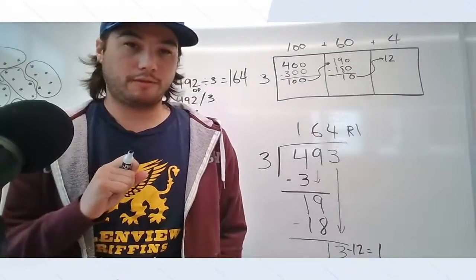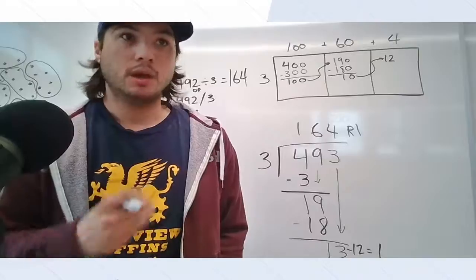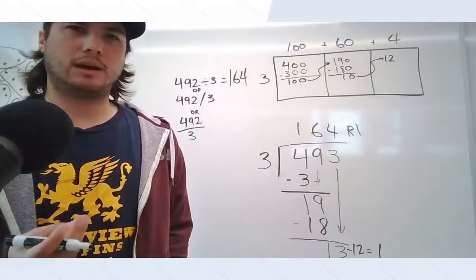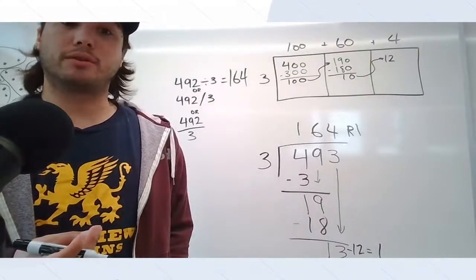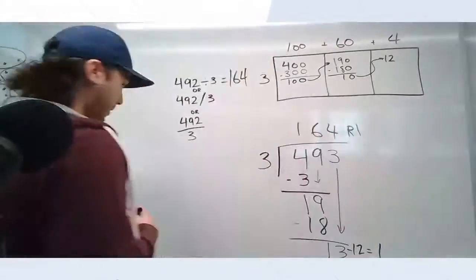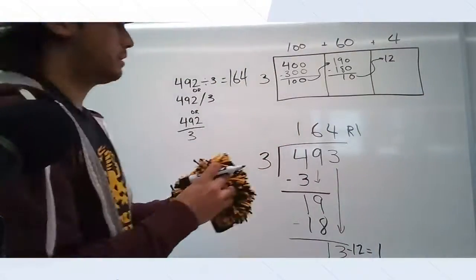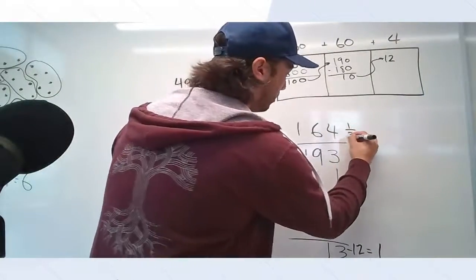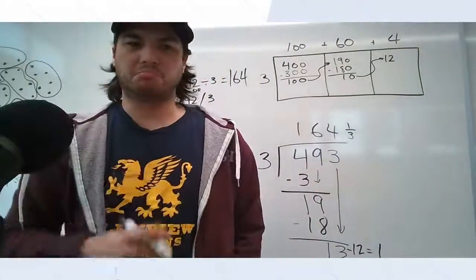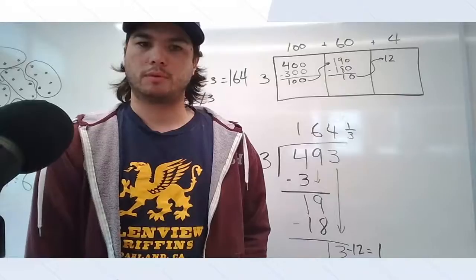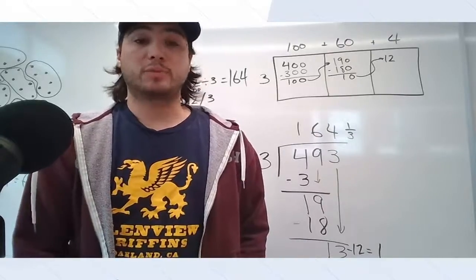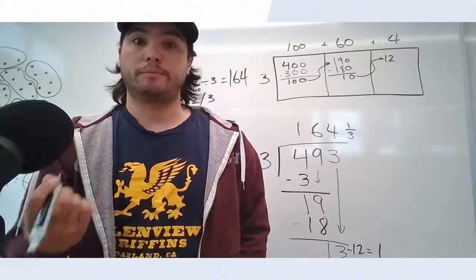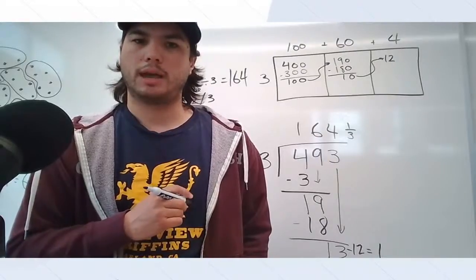Or if you were feeling a little ready for fractions, you could think about, okay, if I have 1 and I break it into 3 pieces, how much is each piece? It's a third. So we can say 164 remainder 1, or 164 and 1/3. Both answers are equivalent. Both answers are acceptable. It's all a matter of, do you want to express it as a fraction, or do you want to express it as a whole number remainder? Both make sense, and both are mathematically accurate.